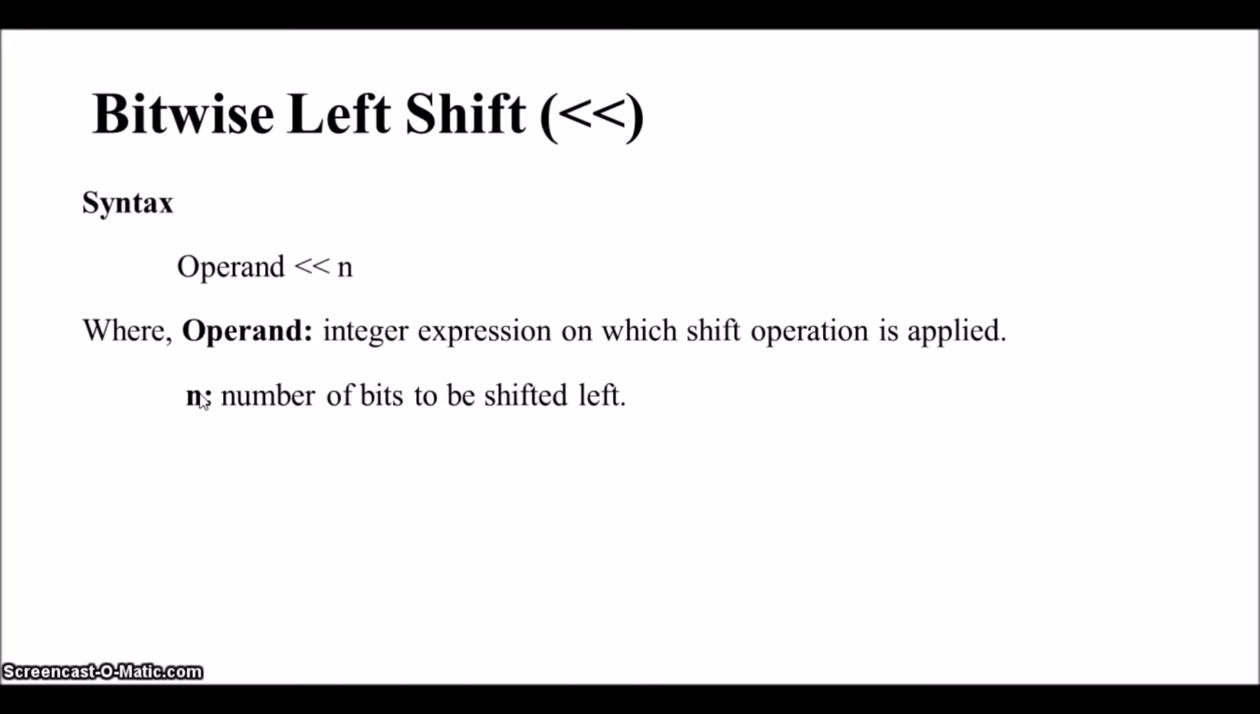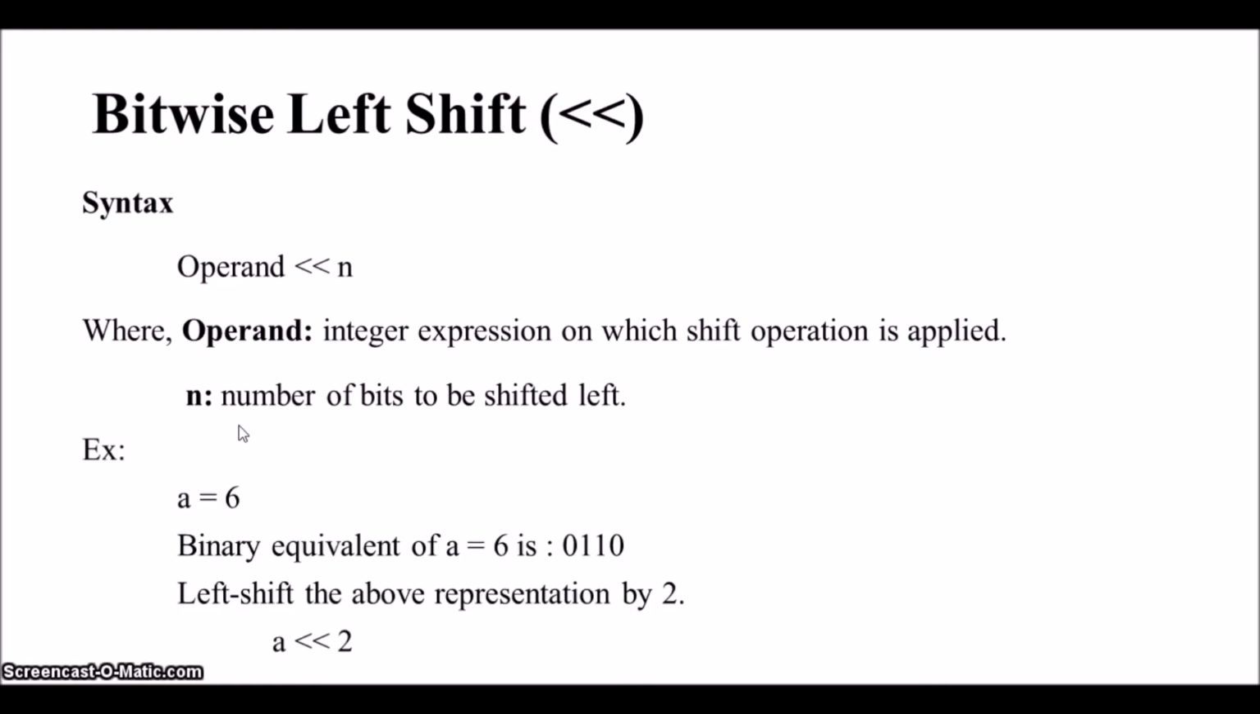N bits will be shifted to the left side, and when we shift bits to the left side, on the right-hand side an empty space is created. That right-hand side empty space will be filled with zeros. Let's take an example. For example, A is equal to 6. Its binary equivalent we have seen is 0, 1, 1, 0. Now suppose I want to perform A left shift 2, which means shifting A, that is 0, 1, 1, 0, 2 times to the left side.